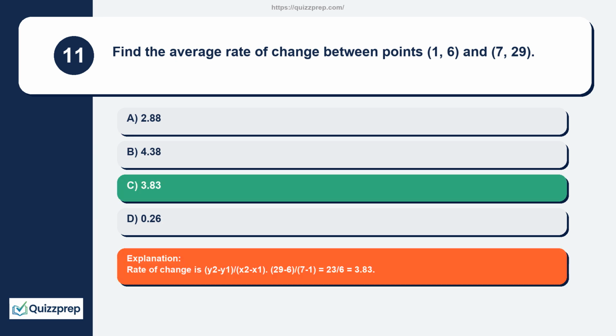Rate of change is (y2 - y1) / (x2 - x1). (29 - 6) / (7 - 1) equals 23 sixths equals 3.83.